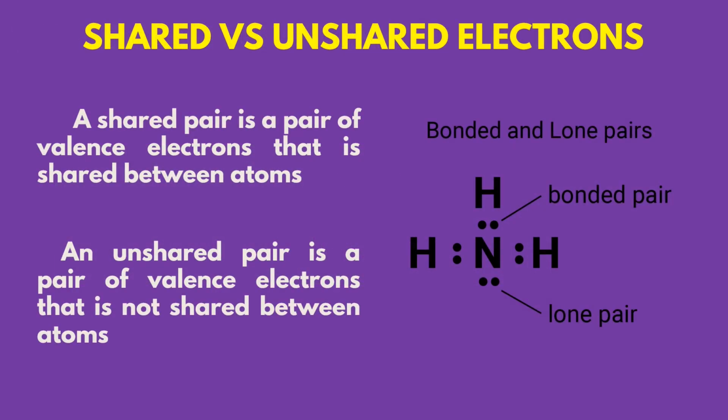A shared pair is a pair of valence electrons that is shared between atoms, while an unshared pair is a pair of valence electrons that is not shared between atoms. Based on the given example, there are 3 pairs of electrons in the outer level of nitrogen that are involved in bonding the hydrogens, and they are called the shared pairs. The other 1 pair of electrons, which is not involved in bonding, is called the unshared pair.